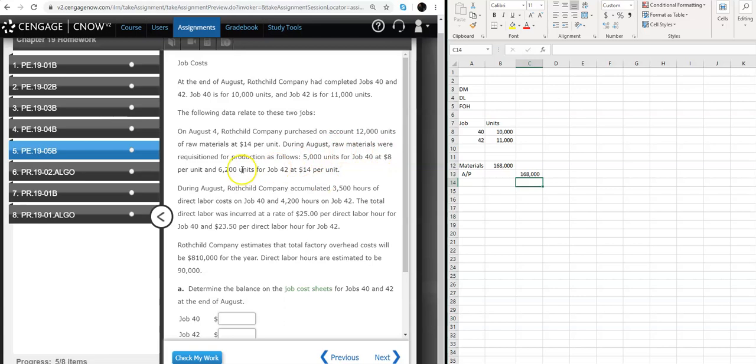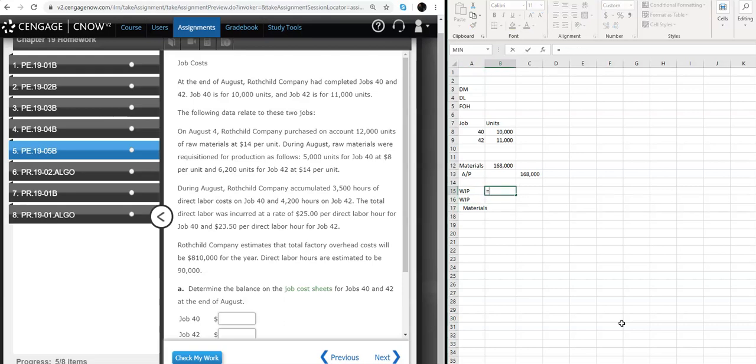So then those raw materials were requisitioned for production as followed. 5,000 units went to job 40 at $8 per unit, and 6,200 units went to job 42 at $14. So when it tells me that it got requisitioned to production for a particular job, that means it was direct materials that I can trace to that job. So I'm going to come over here and say that we put everything direct into work in process, right? And for right now, I'll just list it out separately so that I can see which jobs went to what.